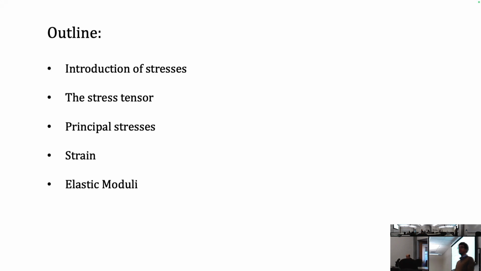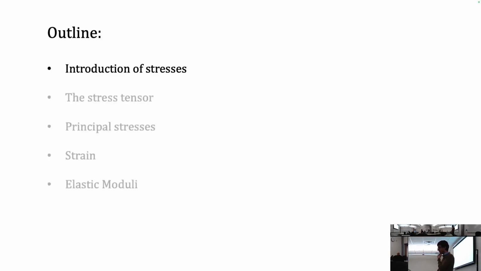We'll then go to strain, which is the result of stress. So you apply a stress, you then get a strain. And then we'll talk about the elastic moduli, which are measures of a physical system. So a good example of that is a rock has elastic moduli. It's like the density of the rock. It's just a property of the rock.